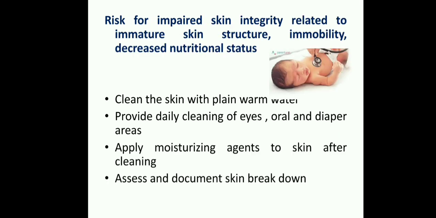And the next nursing diagnosis is risk for impaired skin integrity related to immature skin structure, immobility, and decreased nutritional status. For that, the management is to clean the skin with plain warm water, provide daily cleaning of the eyes and oral area, and cleanse the diaper area properly. Apply moisturizing agents to the skin after cleaning, and assess and document whether skin breakdown is there or not. Everything you should check.